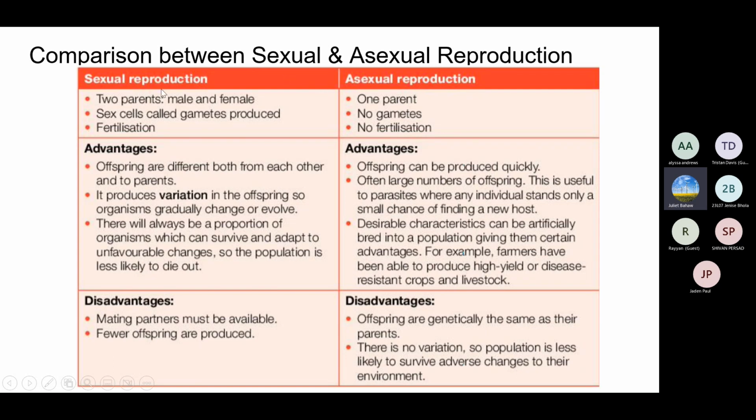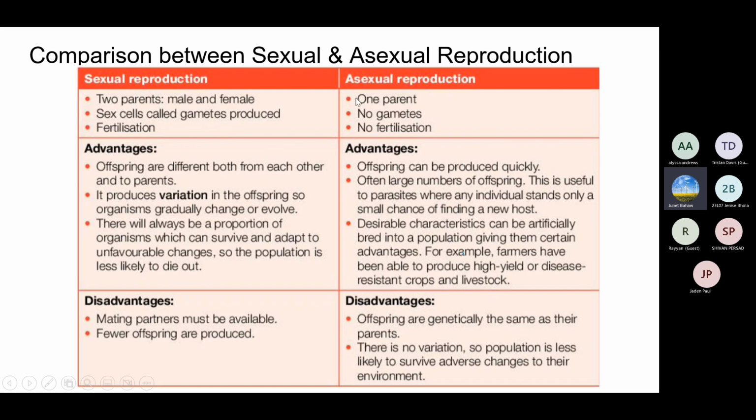So with sexual reproduction, we've learned that it involves 2 parents, male and female. So you need to have sex cells called gametes available in order for fertilization to take place. Fertilization is when the male gamete fuses with the female gamete, and it's the nuclei that have to fuse together so that the haploid numbers of chromosomes come together to form a diploid number, which forms an organism. That is the initial stage in the development of a human.